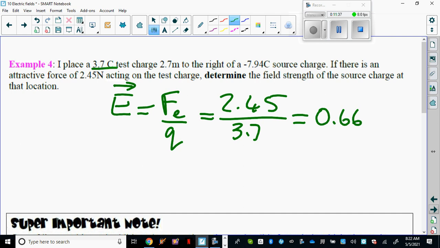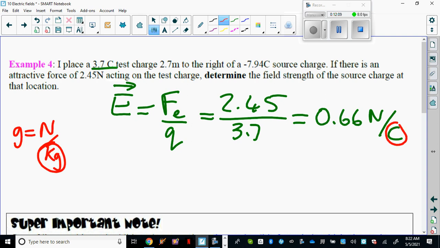And what are the units for electric field strength? Well, force is always measured in newtons. Charge is always measured in coulombs. So the units for electric field strength are newtons per coulomb, which is not surprising given that the units for gravitational field strength, what did we just say they were? Newtons per kilogram, because gravitational fields are caused by masses. Electric fields are caused by charges. So that's not surprising. Very nice symmetry here in the physics world, which we see often.